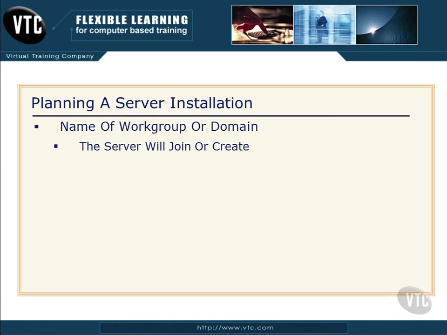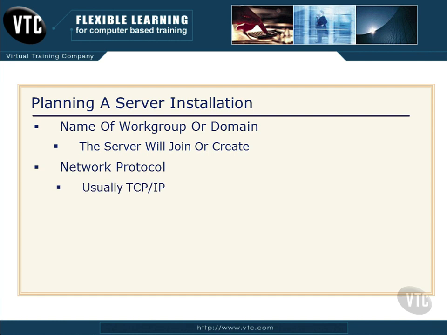Now, when you start the installation process, at some point it's going to ask you, do you want to join a workgroup or a domain, or do you want to create a workgroup or a domain? You need to know this. If you're installing a server, you're probably going to be joining a domain, and you won't mess with a workgroup. So you want to know the name of the domain you're joining or the name of the domain that you intend to create. Next up, network protocol.